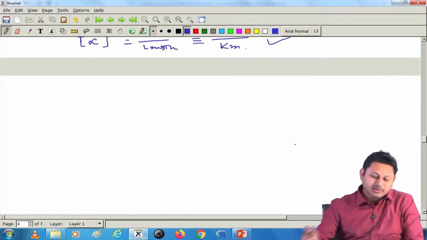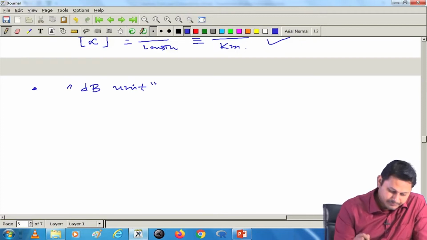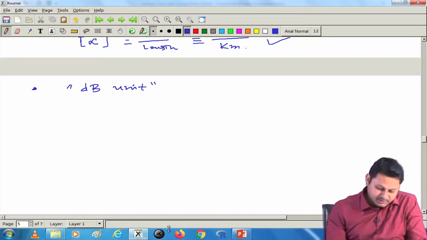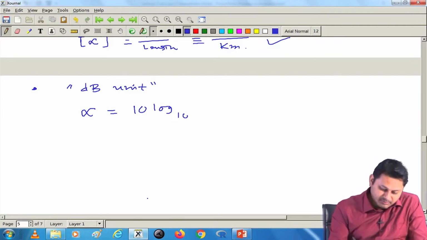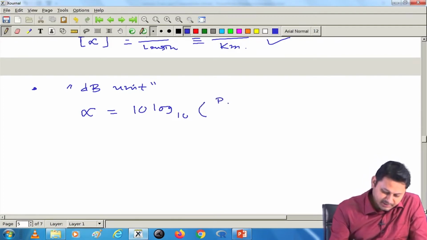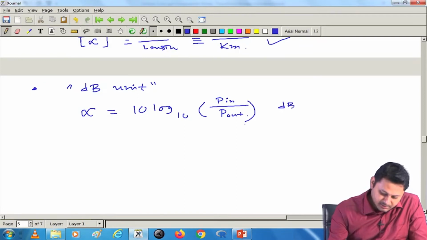But we use another kind of unit in fiber optics, which we call the dB unit. By definition, alpha in dB unit is equal to 10 log base 10 of P in divided by P out. This is the dB unit.